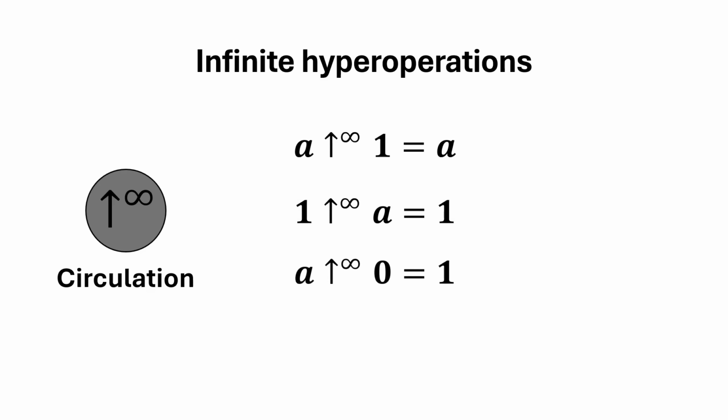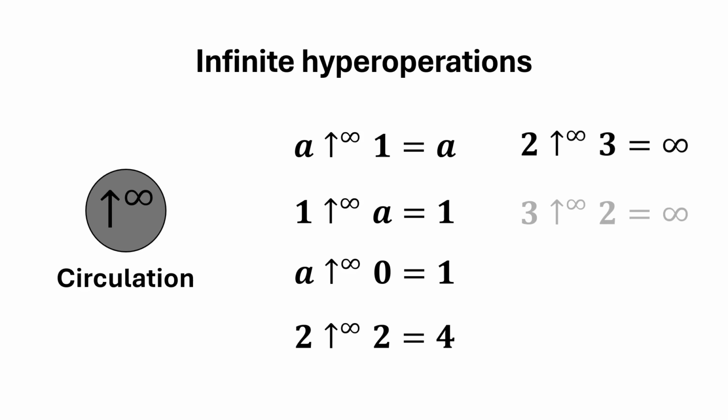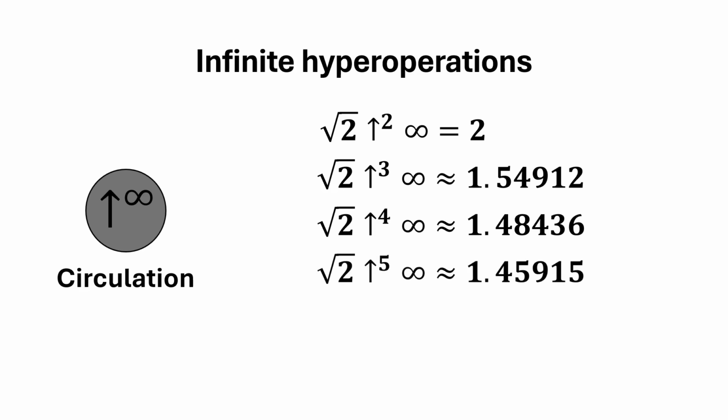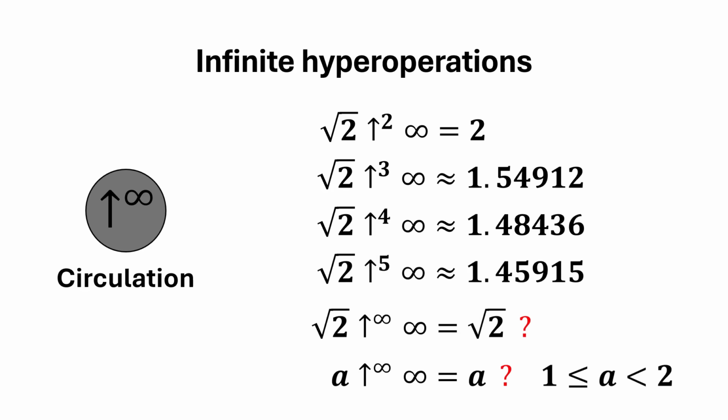Circulation of 0 is 1. 2 circulated to 2 equals 4. Anything larger than 2 diverges. It is hypothesized that numbers between 1 and 2 result in themselves when circulated to infinity. And that's pretty much it. There's nothing much you can do with it since most things diverge to infinity. That's kind of boring, to be honest.